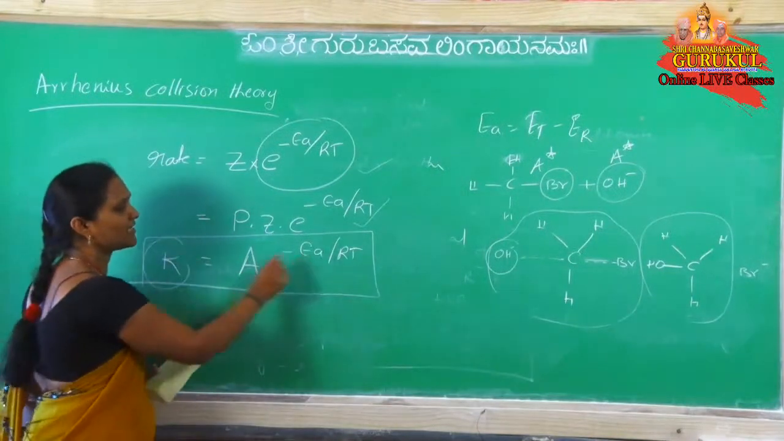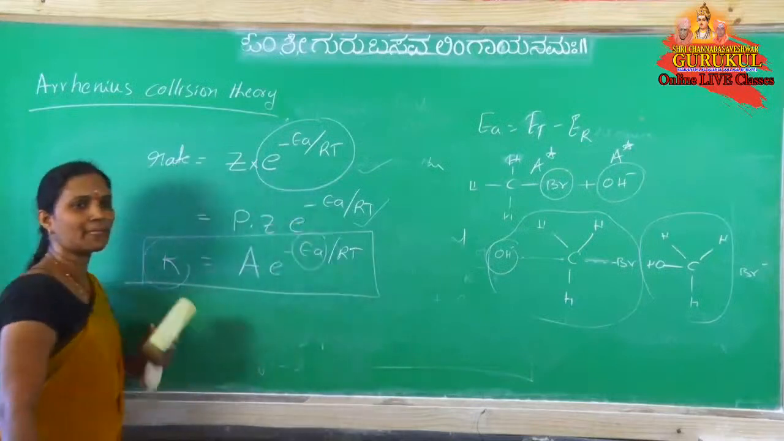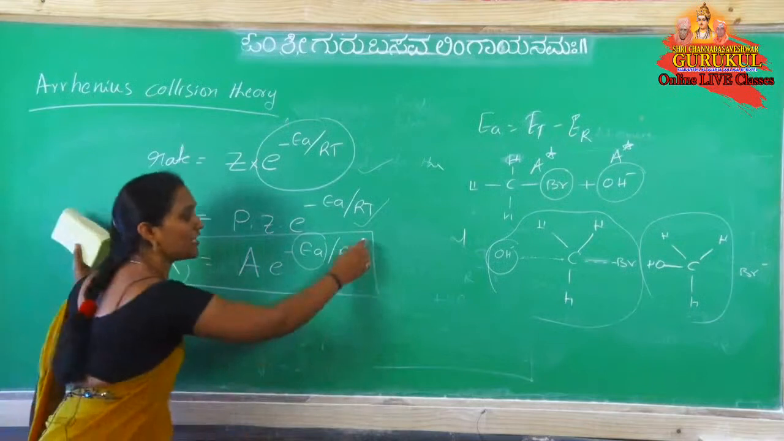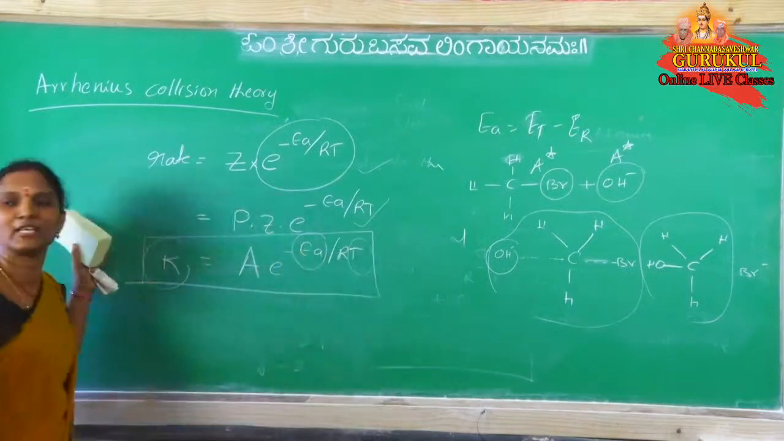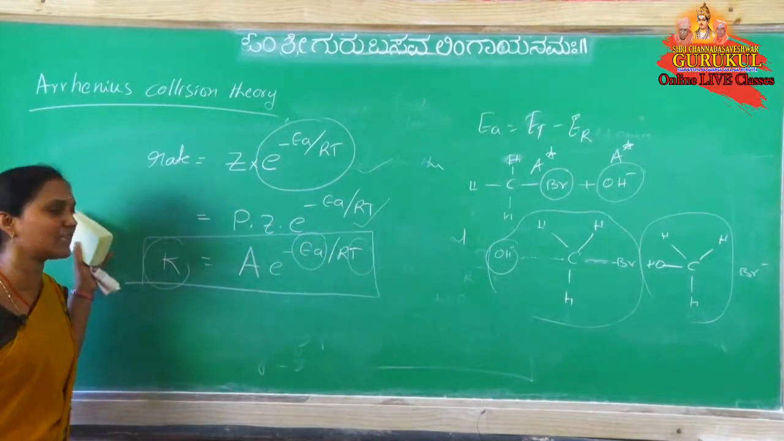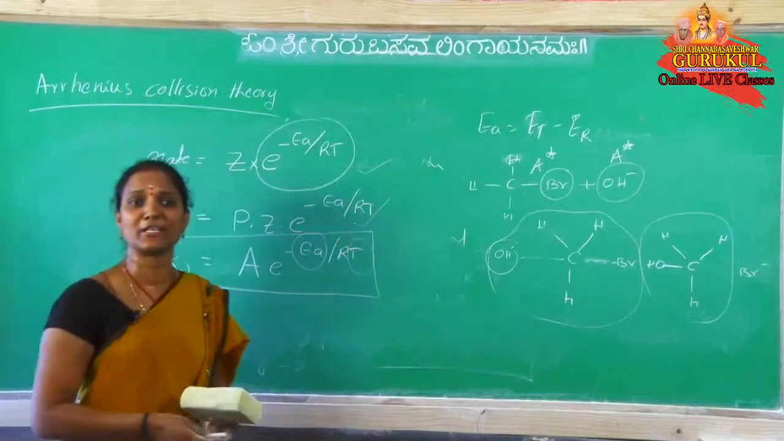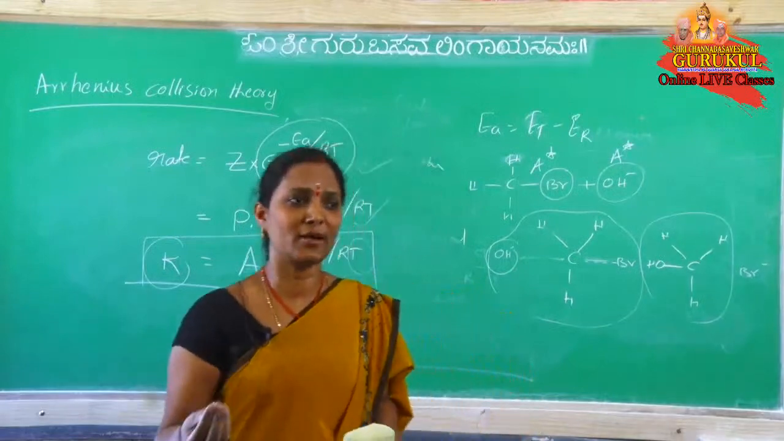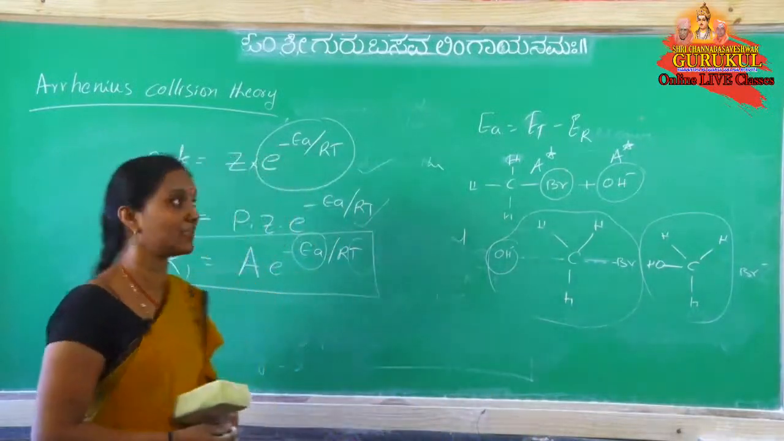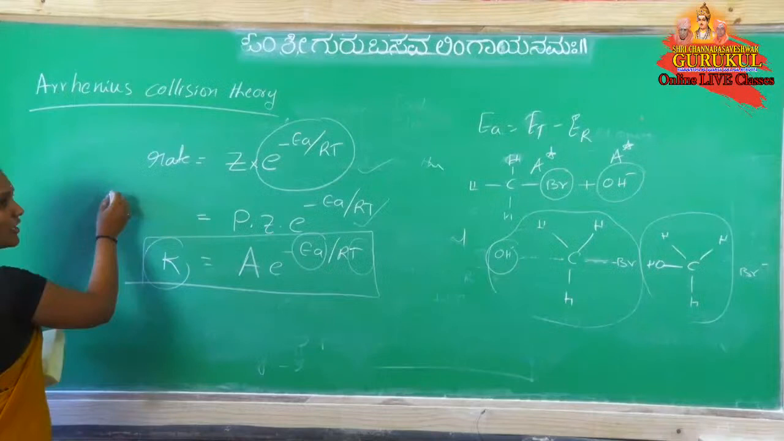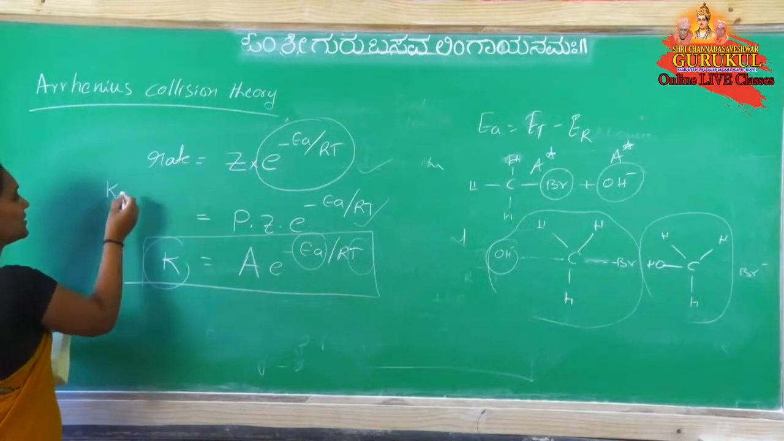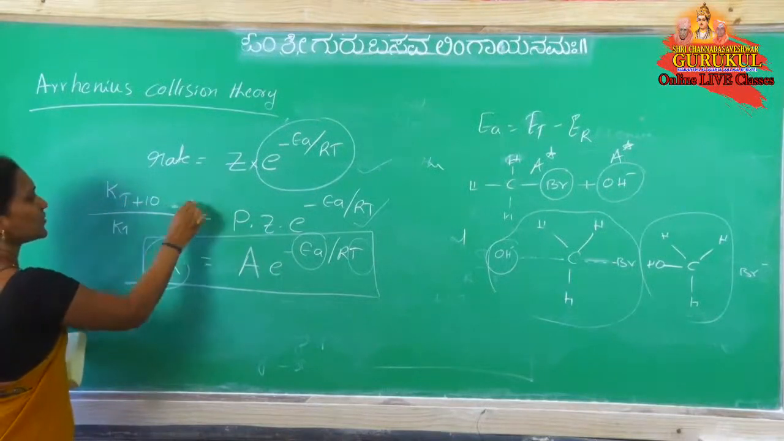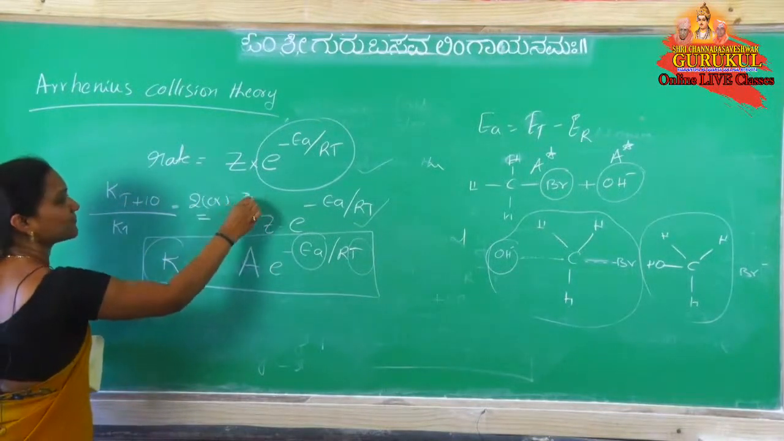So K is inversely proportional to activation energy and directly proportional to temperature. Arrhenius only explained the effect of temperature on rate constant. What is that effect of temperature? For every 10 degrees rise in temperature, the rate constant value doubles or triples. Yes or no? That is the temperature coefficient. What is the temperature coefficient? K at T plus 10 degrees by K at T is equal to 2 or 3.